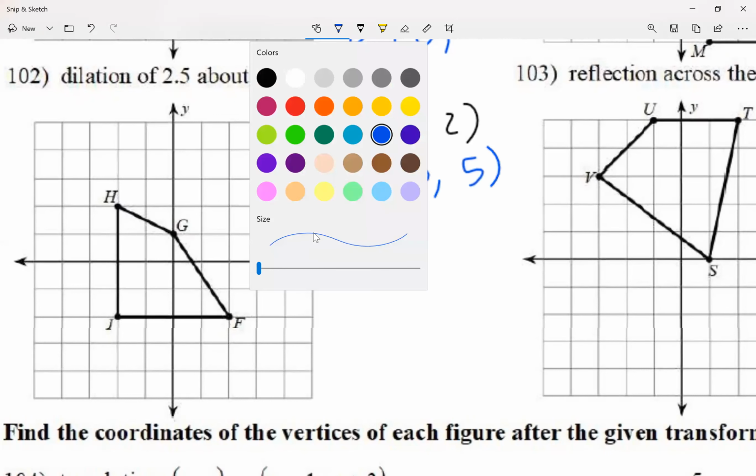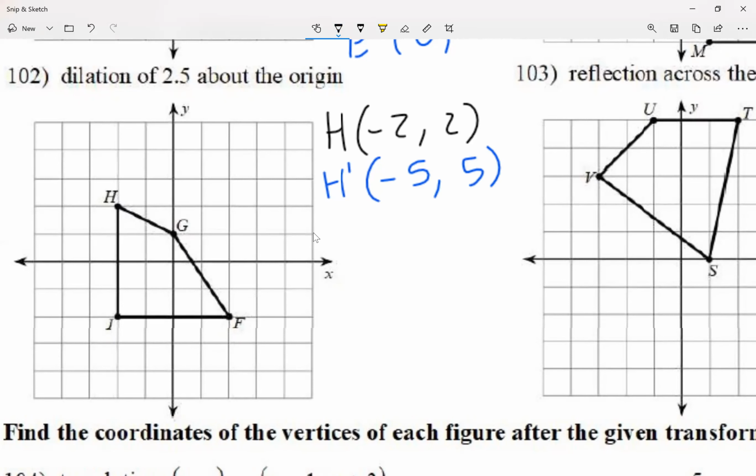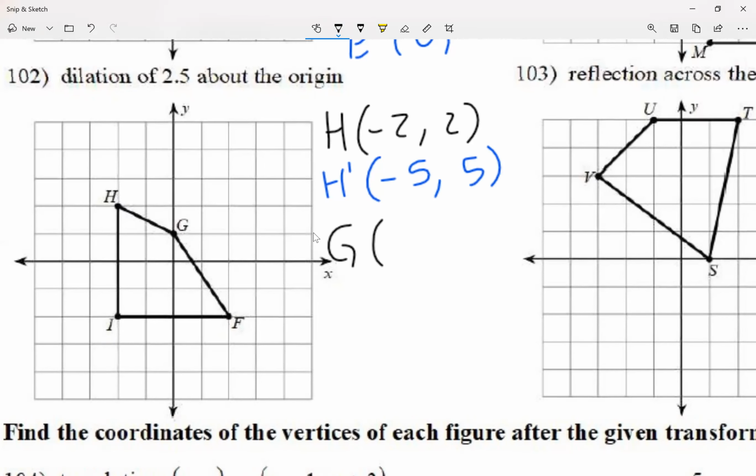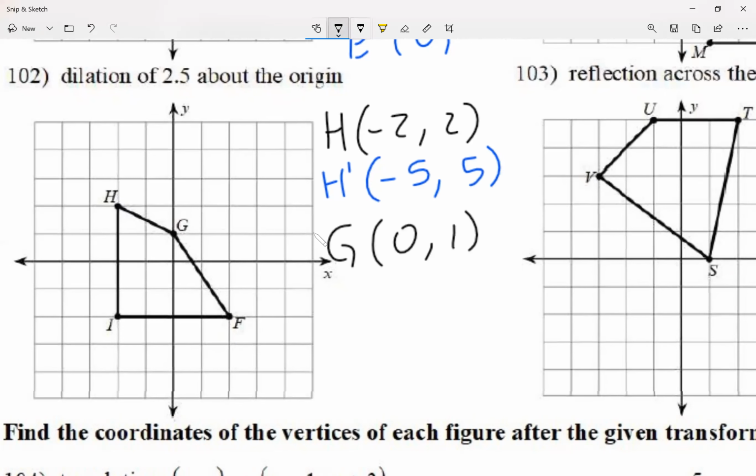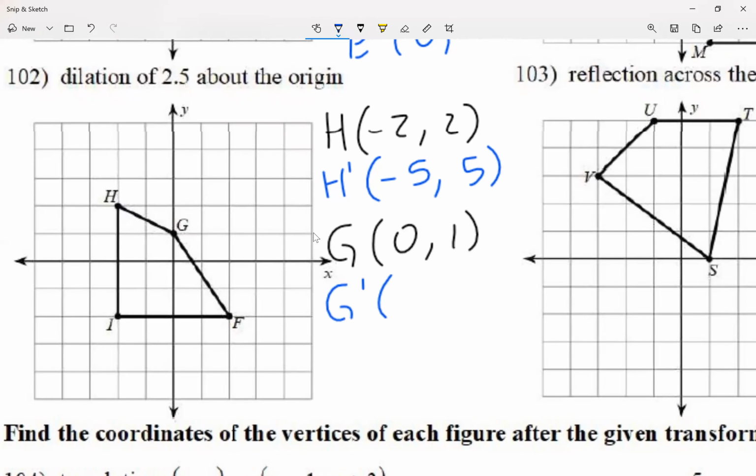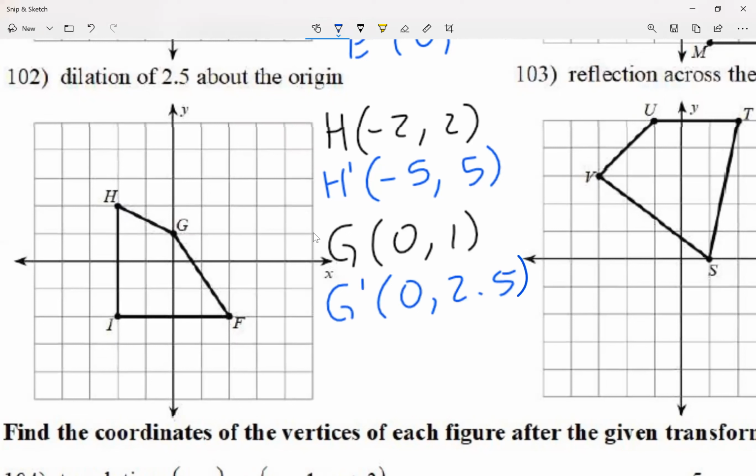Let's take a look at another point. What if I ask you for G? So to begin with, G is 0, 1. G prime, because I'm going to multiply each number by 2.5, will give me 0, 2.5. Right? I multiply each number by 2.5.